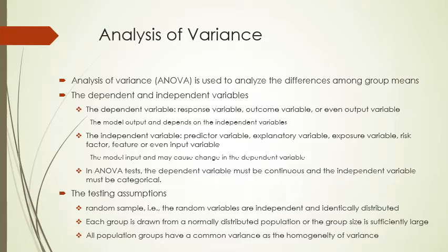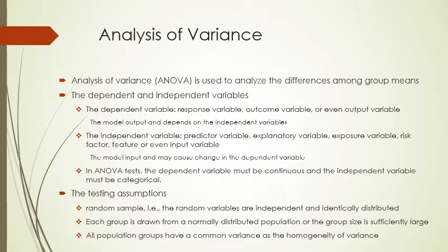Second, each group is drawn from a normally distributed population, or the group size is sufficiently large. If the group sizes are equal, then we have a balanced model. If the distributions are symmetrical and unimodal, the model is balanced and all group sizes are equal to or greater than 10, then the test is robust and the results are valid.